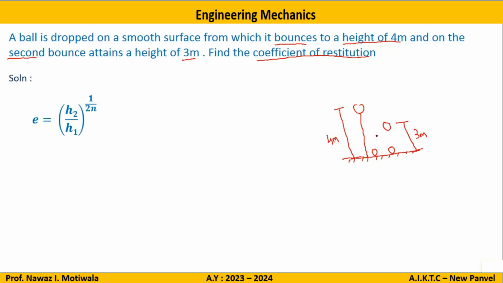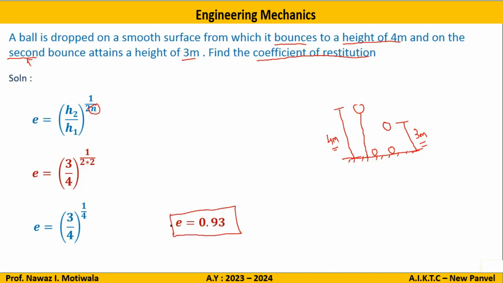So we'll apply the formula E is equal to (h2 by h1) raised to 1 upon 2n. Here h2, that is the final height, is given to us as 3 meters. h1 is given to us as 4 meters, that is the initial height, and n is the number of bounces. It is given in the question that on the second bounce, that means the number of bounces is 2. Just substituting the values, I will get the answer for E as 0.93, and this completes the solution. So it's quite simple. You just need to find 3 parameters: h2, the final height, h1, the initial height, and n, the number of bounces.